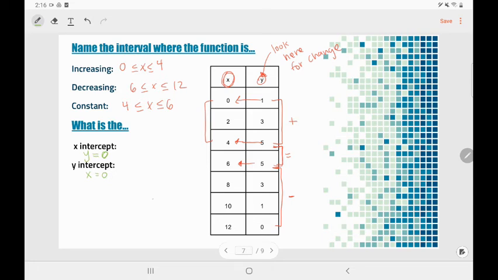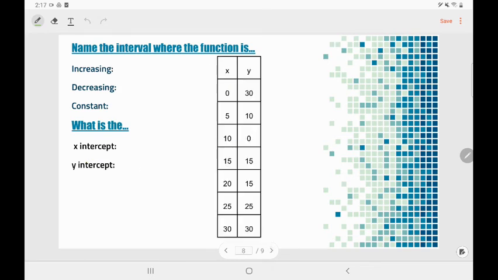So what are my values for my x-intercept? Well, my y is 0 down here, and what's my x value? 12. So my x-intercept is 12, and my y-intercept is up here where my x is equal to 0, and that is at 1. Take a second and pause and try this last one on your own, and then play to check.